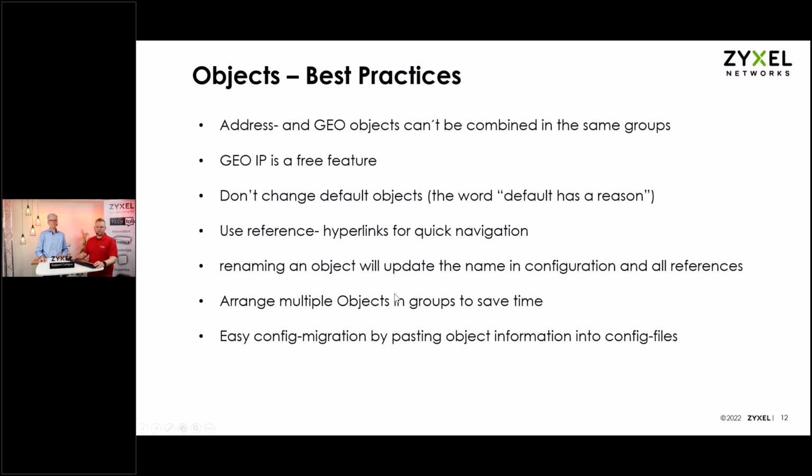Easy config migration by pasting object information into config files. Yep, we did show that. We have the config converter available, but you might want to migrate from a smaller device to a bigger device and there's no one-to-one mapping available. You can just open a config file, go to the object you also need in your new device, and copy it and paste it to your new config file. You import it and you will see the list of objects in the configuration.